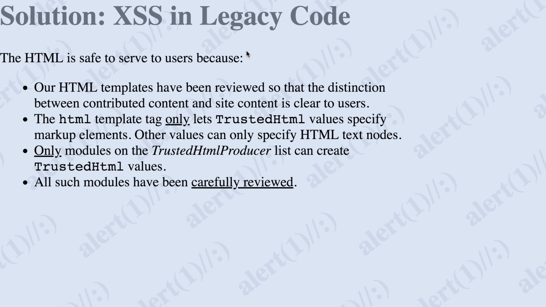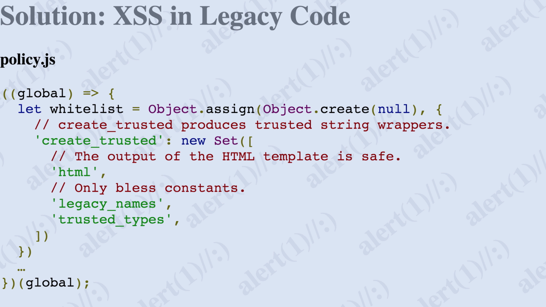Here we see 3 security story elements. There's a list of carefully reviewed files that lives alongside the source code, a restriction on which code can create trusted HTML values, and a security decision that grants special privileges to those values. Let's look at how we enforce those dynamically. Here's how we define the trusted HTML producer whitelist from our security story. You can see that create trusted maps to a set of files that should be allowed to import it.